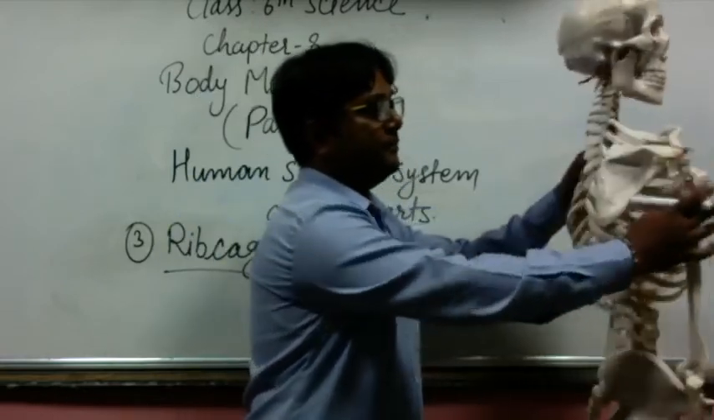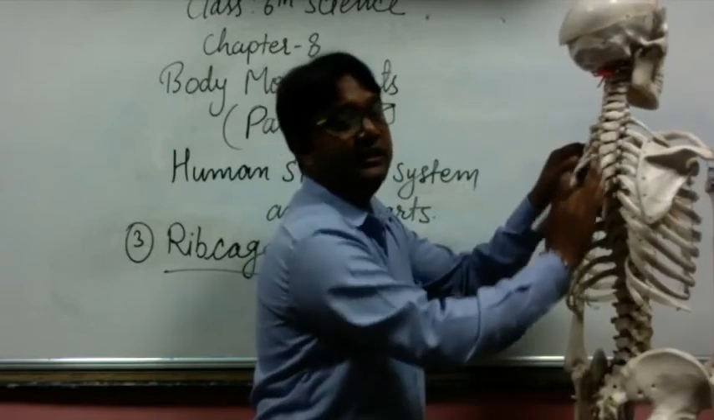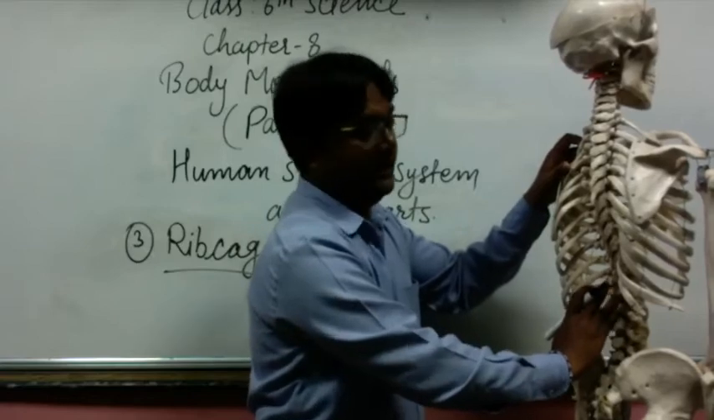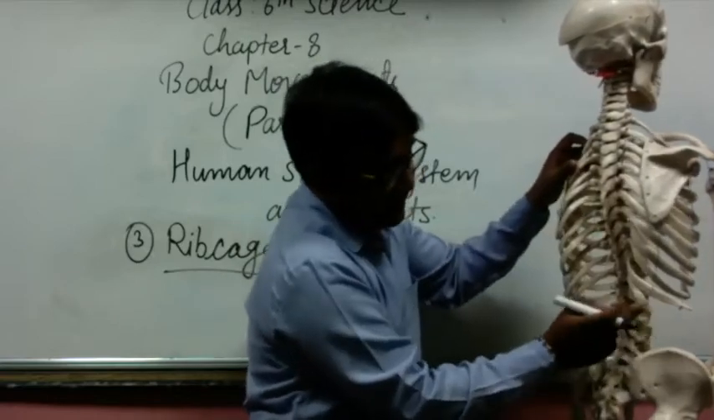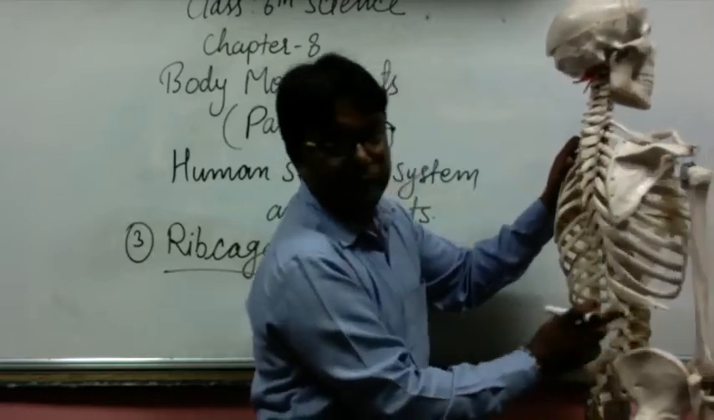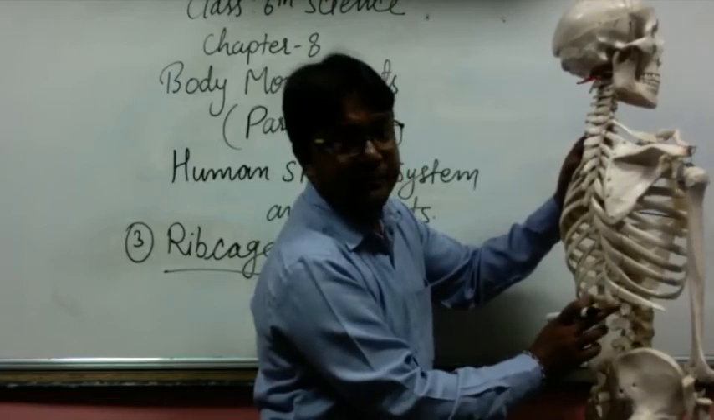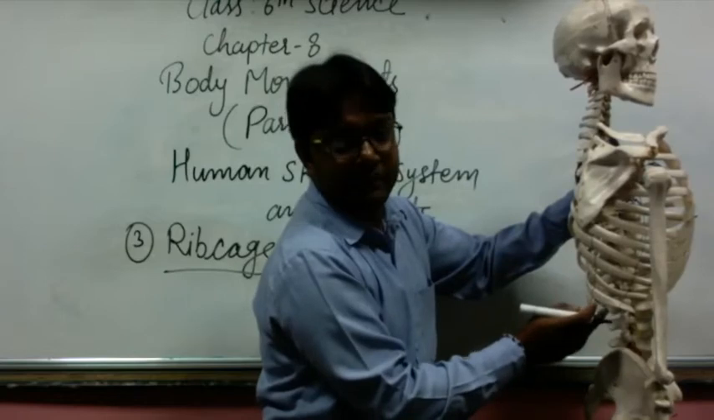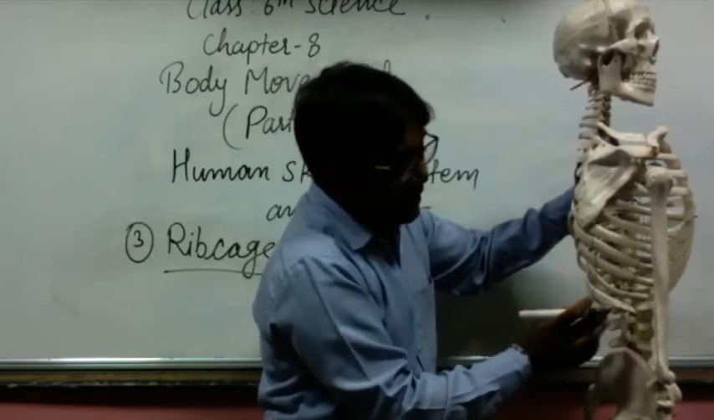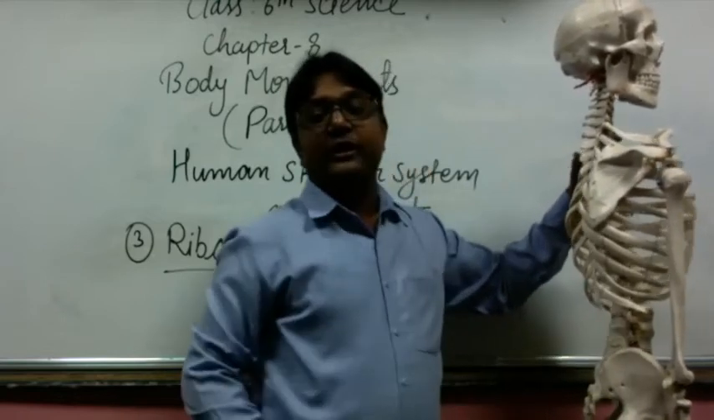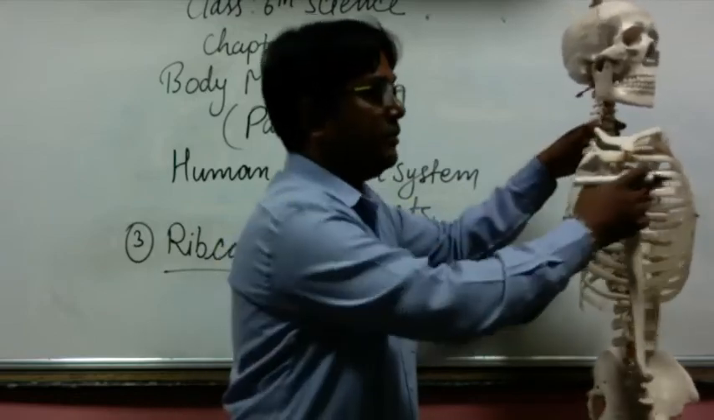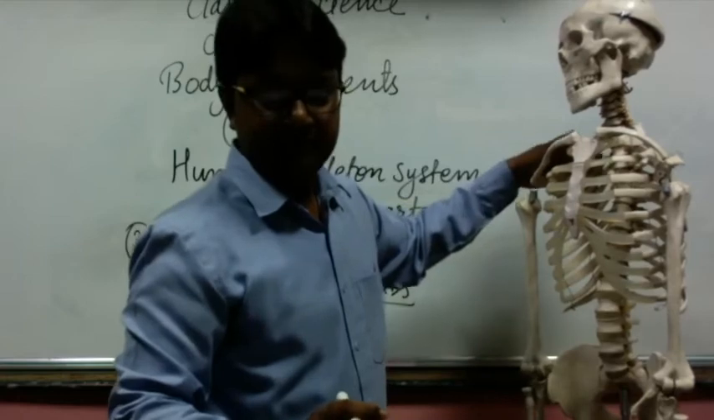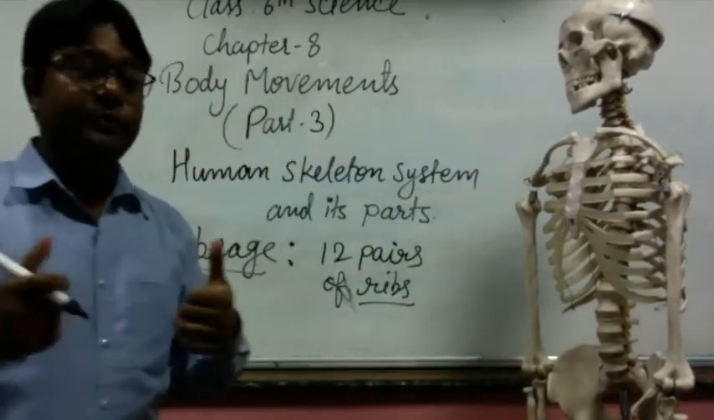From the back, these ribs are connected to the backbone, the vertebral column. The last two pairs of ribs are not connected to the front portion of the rib cage, the sternum. These two pairs are called floating ribs. Is it clear to everyone? Hope you understood about it.